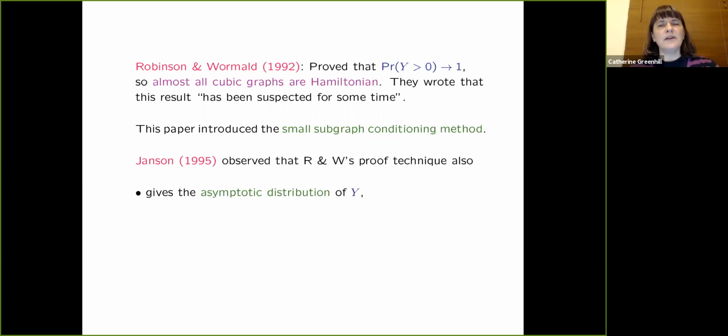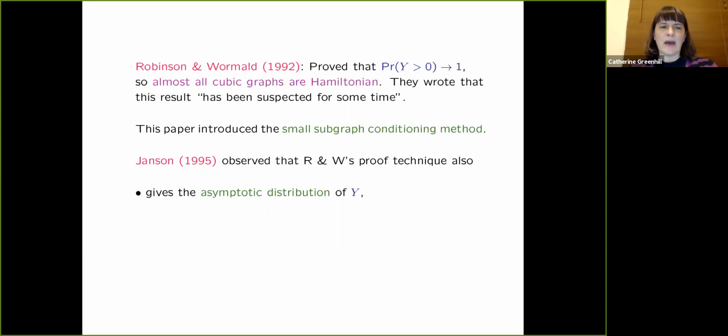They followed up 2 years later with a paper that proved that actually for any d at least 3, G(n,d) is asymptotically almost surely Hamiltonian for fixed d. And in that paper, they used the small subgraph conditioning method. They weren't studying the Hamilton cycles directly. They were actually studying perfect matchings, and pulling off a random perfect matching at a time to reduce down to a random cubic graph where they knew they had a Hamilton cycle.